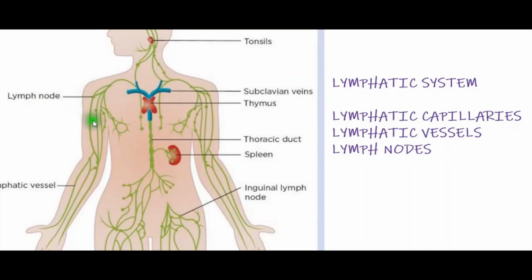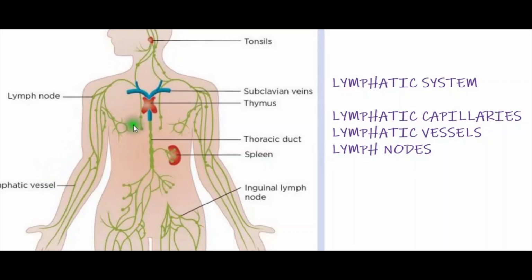Through the lymphatic system one fluid flows. That fluid is known as lymph, a colorless fluid. The lymphatic system consists of lymphatic capillaries, lymphatic vessels, and lymph nodes. Then one more, lymphatic ducts, are also present. The lymphatic capillaries are the smallest ones, and they unite to form lymphatic vessels.